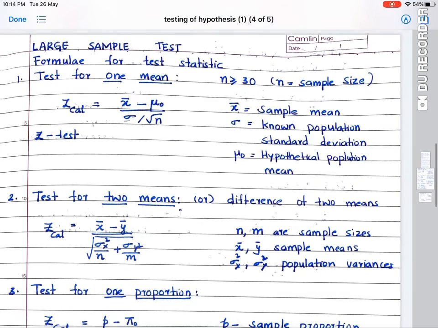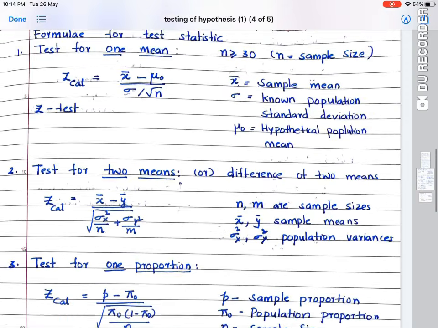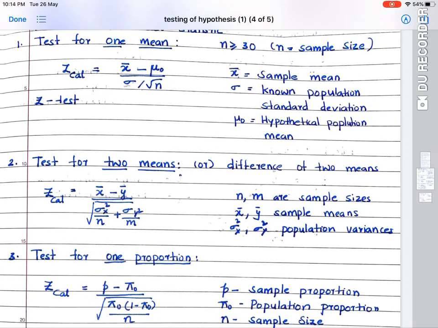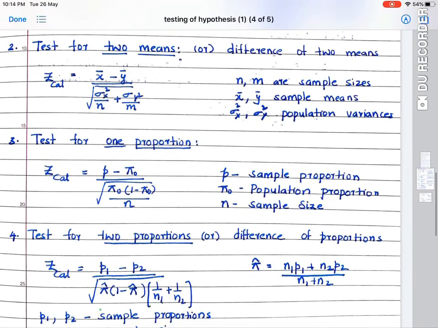First one is test for one mean. Second one is test for two means or difference of two means. Third one is test for one proportion, and fourth one is test for two proportions or difference of proportions.